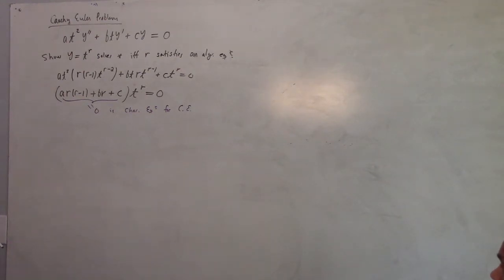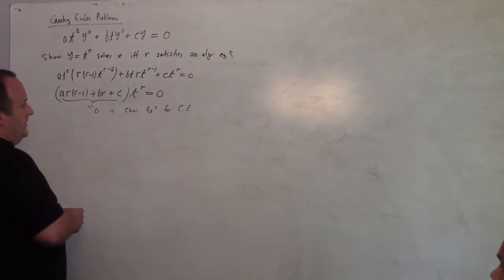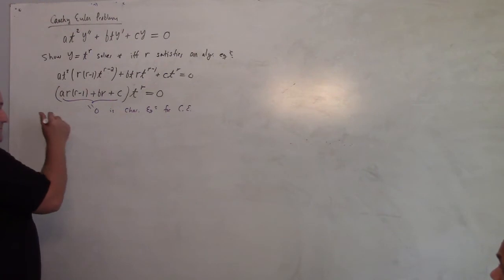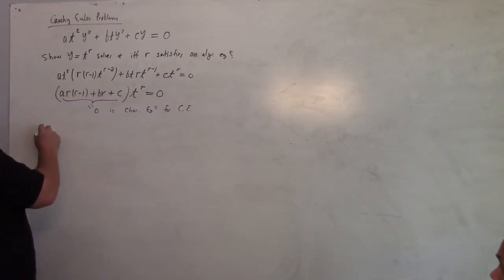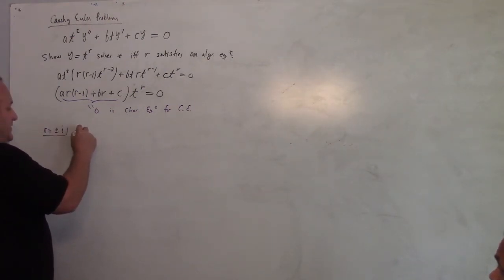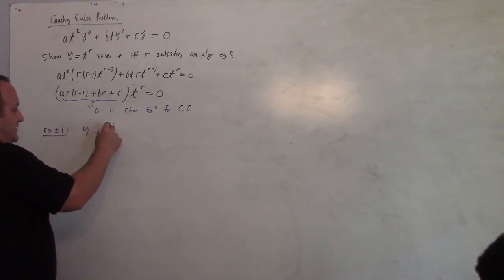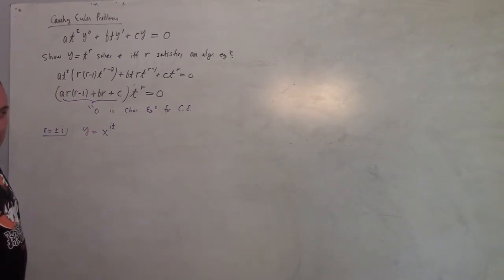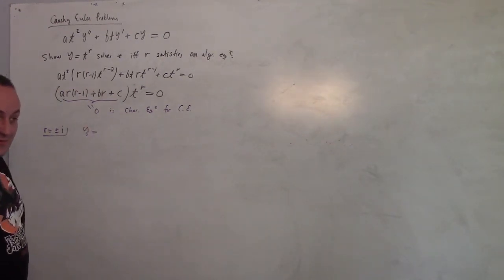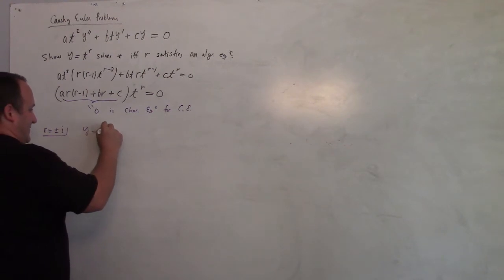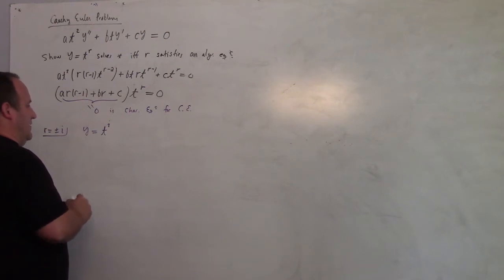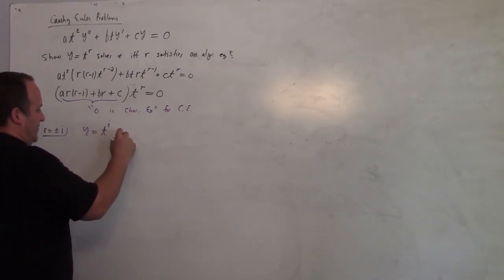So, complex. If you had a Cauchy Euler problem and you ended up with R equals a plus or minus I as your solutions, what you do is you say, okay, so Y is equal to T to the I. And you go, oh, I don't know what that means. Okay, fine. Let's make it mean something.